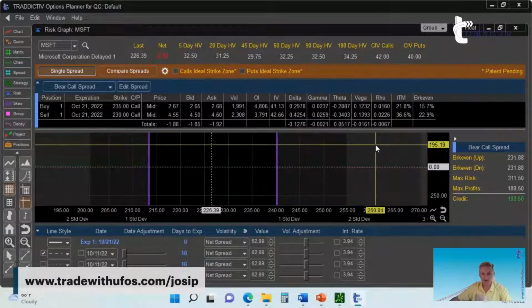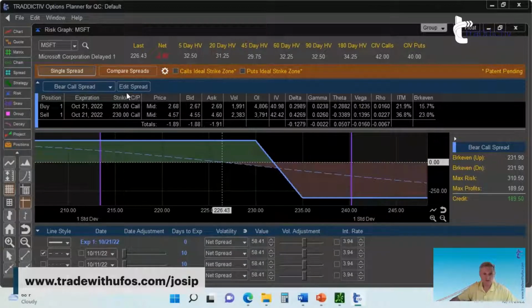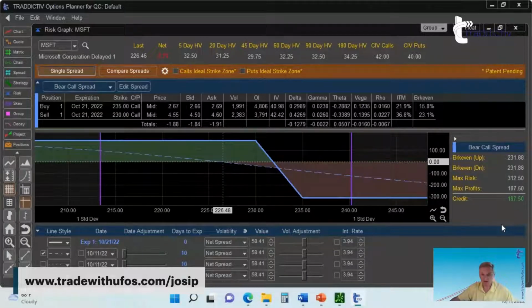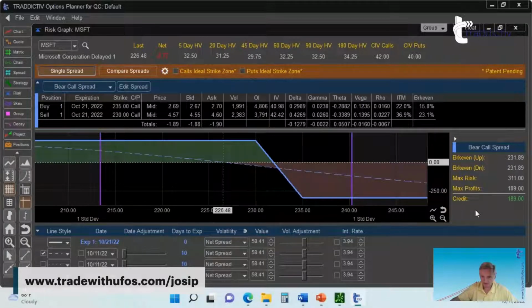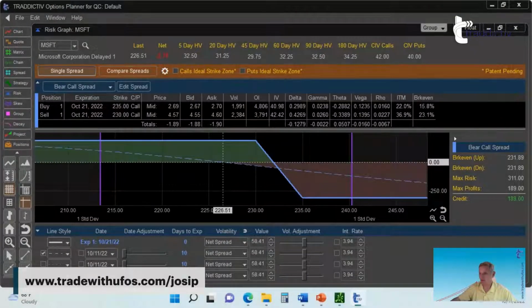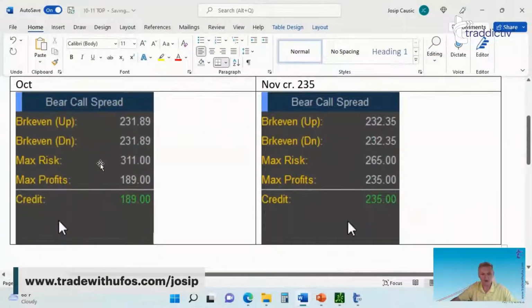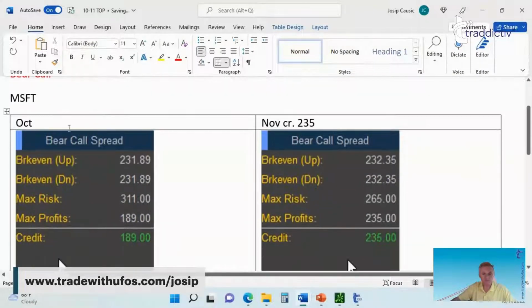So I'm going to click OK, and I would expect a lesser credit. Again, the same thing is showing me right here what I'm getting, and I'm going to take a snapshot of this particular area so you can compare side by side and make a decision on whether this is acceptable to you or not. We're going to be getting a credit of only $189. And of course, our risk is going to be significantly higher. We're going to be risking 311, right?